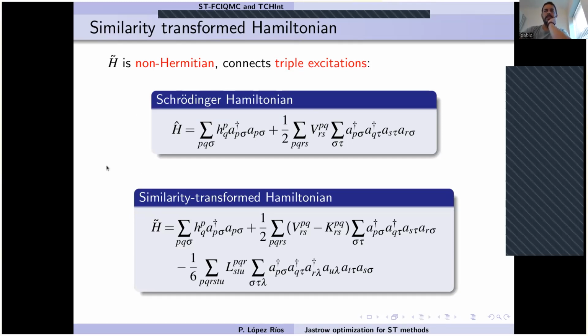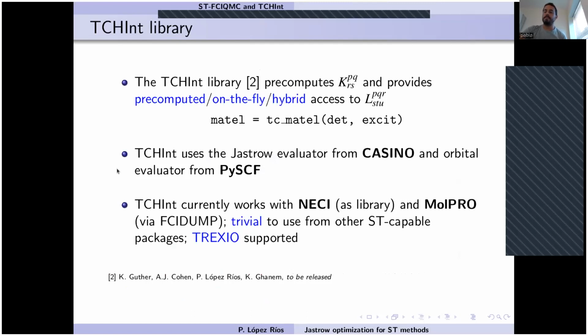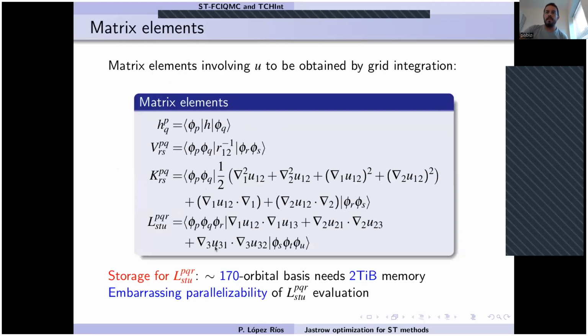So basically, these are just the regular definitions of the one and two body operators, and then when you apply the similarity transformation, you get a three body term as well, and a modification to the two-body term that makes the problem non-hermitian. Again, this doesn't affect FCI QMC in the slightest really.